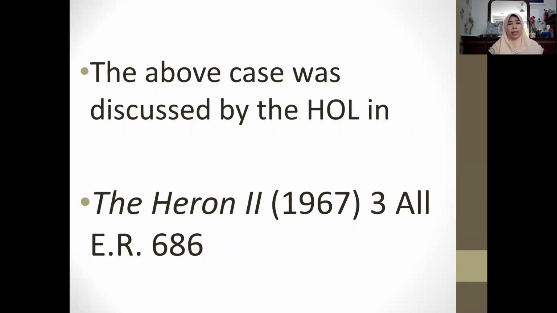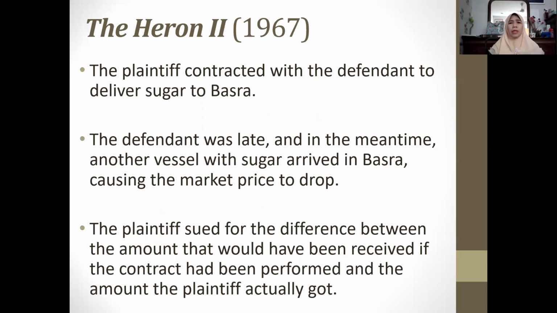And then we have the third case, also discussing and applying the same principle. The above case was discussed by the House of Lords, not the Court of Appeal, in the Heron 2, 1967. I think Heron here is the name of the ship, if I'm not mistaken. So now it's about the business of delivering sugar. The plaintiff, the buyer of the sugar, contracted with the defendant to deliver sugar to Basra, and that's the name of the place.